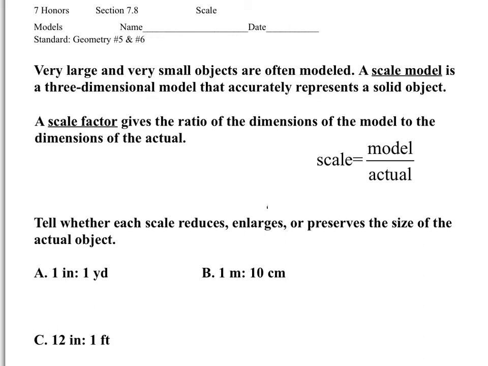Okay, Chapter 7, Section 8, Scale Models. This is the last section in the chapter. Very large and very small objects are often modeled. A scale model is a three-dimensional model that accurately represents a solid object. So this is very similar to what we've been doing with scale, like scale drawings and things like that. Now these are just 3D models of the same thing.